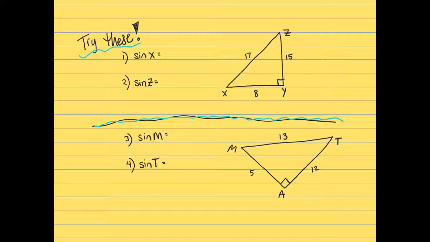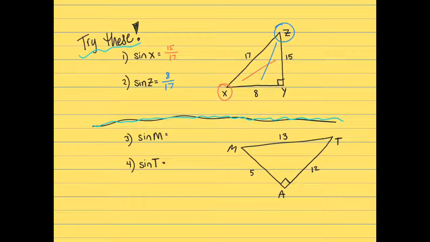Alrighty, so you should have tried these, and let's check your work. Let's see if you said that sine of x was equal to opposite, so 15 over the hypotenuse, which is 17 because it's across from the right angle. So if you got 15 over 17, good job. And then let's look at sine of z. So let's look at angle z. Its opposite side is 8, and the hypotenuse is still 17. So sine of z should be 8 over 17. Hope you got those right. If you didn't, I hope you learned something. Let's try the next one.